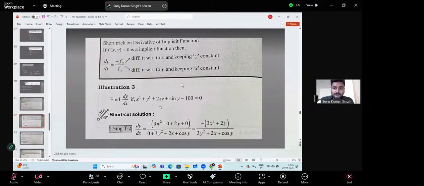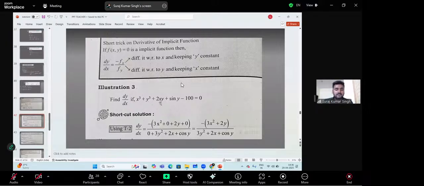If we do it by the process, it will take time. But if we use the shortcut, let's take y as a constant and do the differentiation. So dy by dx will come as 3x square for x cube. I have to write a minus sign here. And y as a constant, its derivative will be 0.